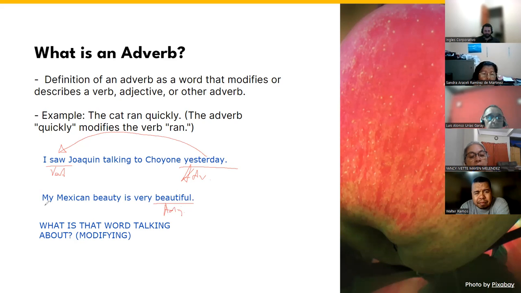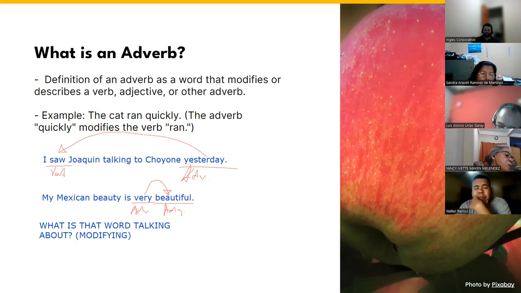All right, so that subject is my Mexican beauty, right? Anyways, so do we have an adverb here? Yes or no? Yes. Adverb. Yes, it is. Very. Very is an adverb. Why? Describing an adjective. But it's describing an adjective.